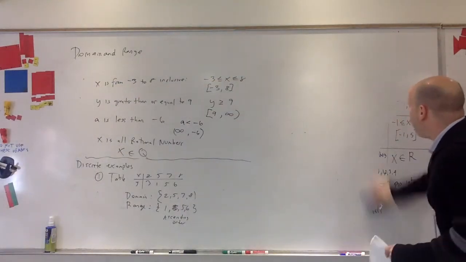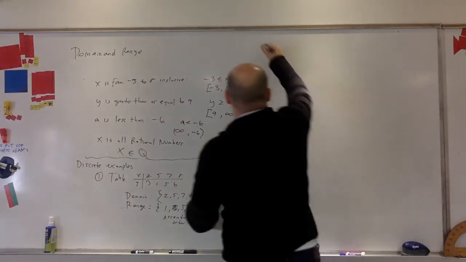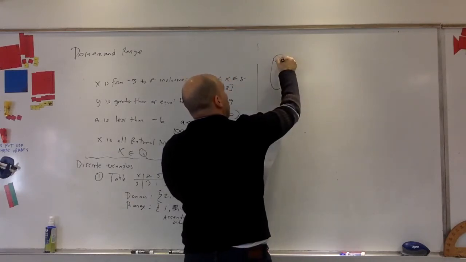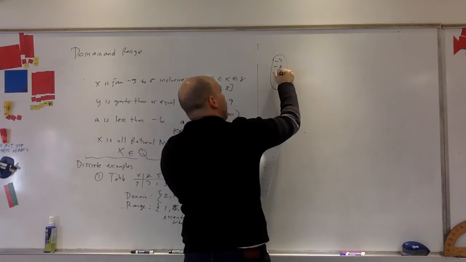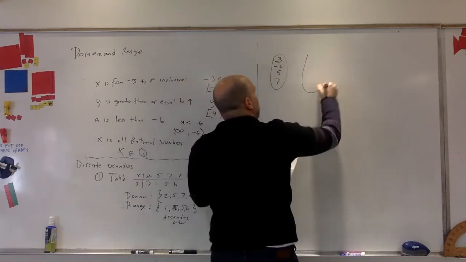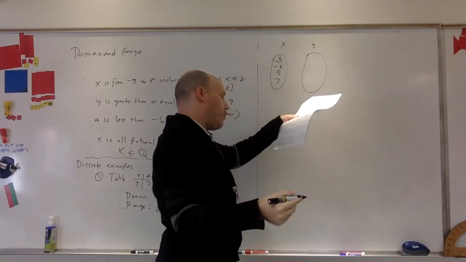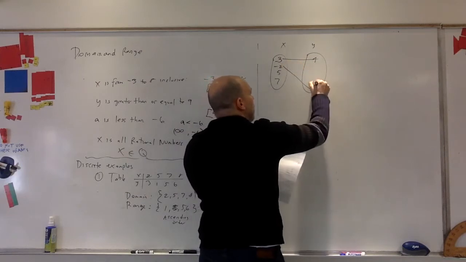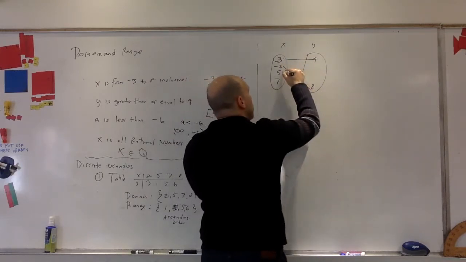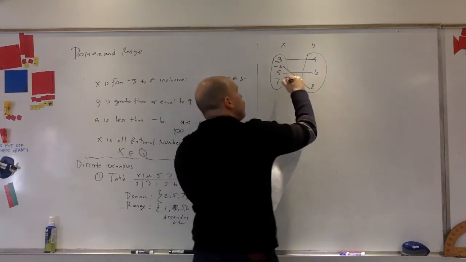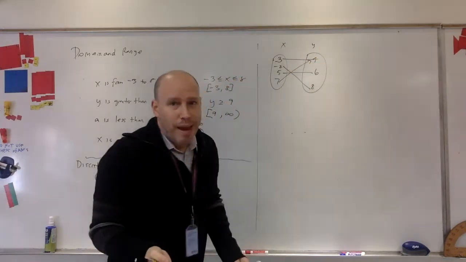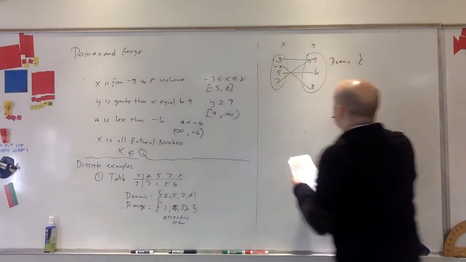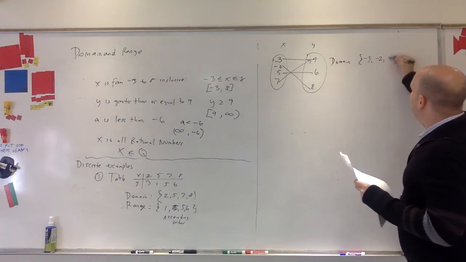Another thing you might see is a mapping, the ovals. Let's take something like that. We have -3, -2, 5, and 7. In the other oval, -3 goes to 4, -2 goes to 8, 5 goes to 6, and 7 also goes to 4. So the question is, what is the domain? What is the range? The domain is -3, -2, 5, and 7.